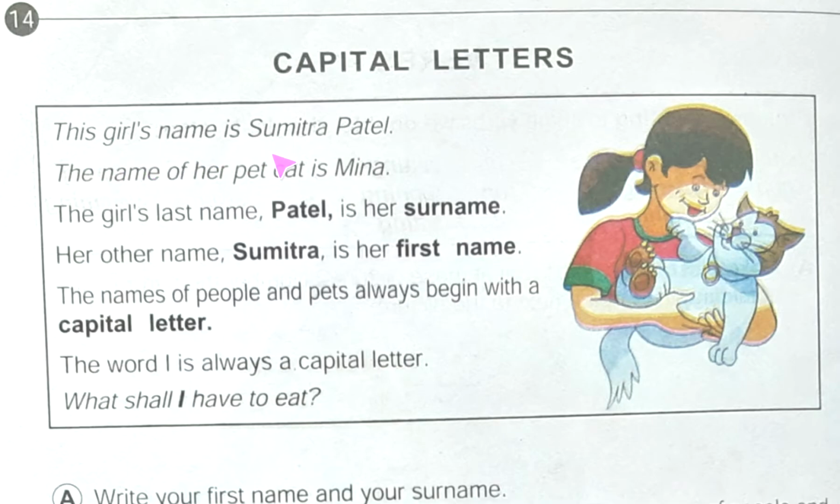The girl's name is Sumitra Patel. The name of her pet cat is Meena. The girl's last name, Patel, is her surname. Her other name, Sumitra, is her first name. It's called the first name.